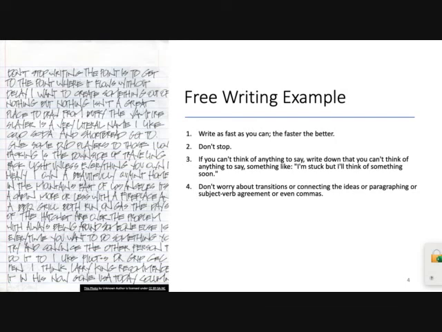Don't worry about your grammar, your transitions, or connecting ideas, or paragraphing, or subject-verb agreement, or even commas. That's not the point today. The point is to get your ideas flowing. Remember not to form any judgment about what you're writing, because we will take this and use it later on. We'll polish it up if it's something good. The idea is to be creative and let yourself go.